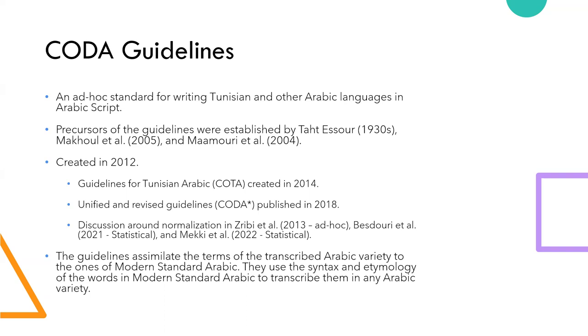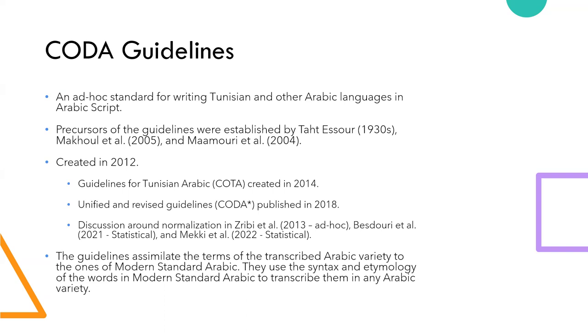There was a revision of the CODA guidelines called CODA Star, published in 2018, and it took into consideration the varieties of the Arabic languages. And there were some works about orthography normalization based on the CODA guidelines, using some ad hoc and statistical methods.